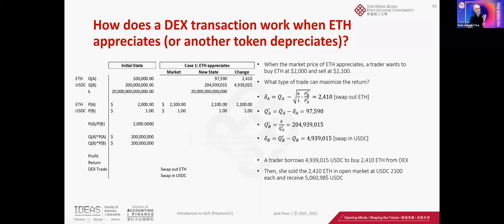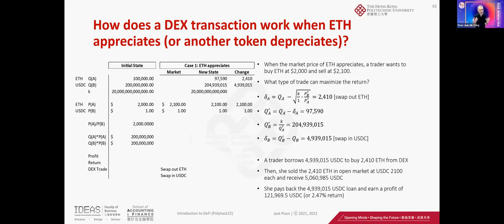Then what you do is you immediately sell the 2,410 Ethereum in the open market. Now the open market actually has a higher price, which is 2,100. So you will be able to receive 5 million plus instead of 4.9 million from this trade. And with that 5 million, you can simply take 4.9 of it and pay back the loan and earn an immediate profit of 121,000. So this is essentially how you execute a trade.